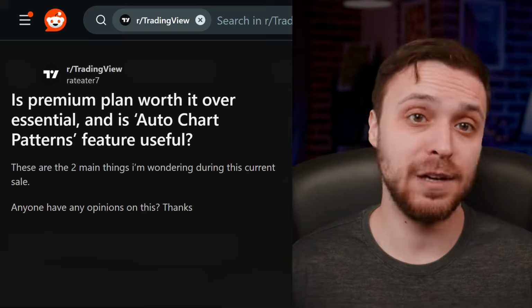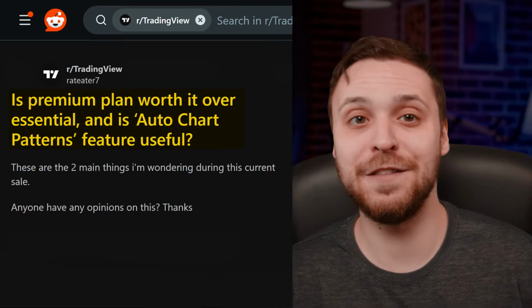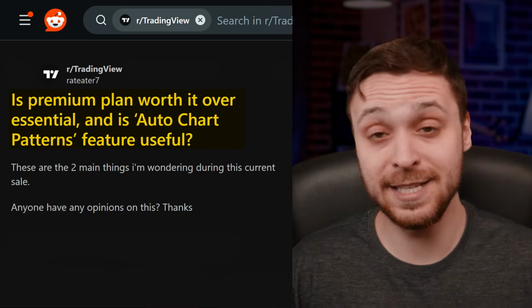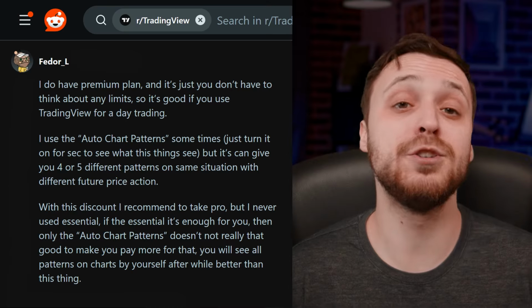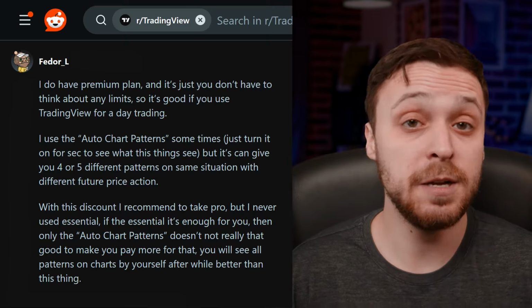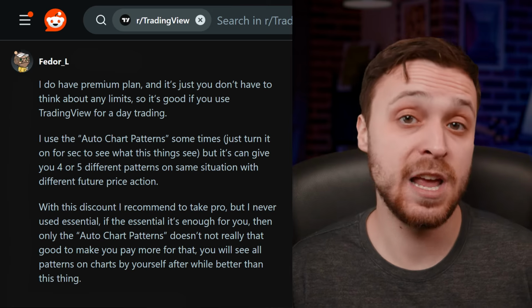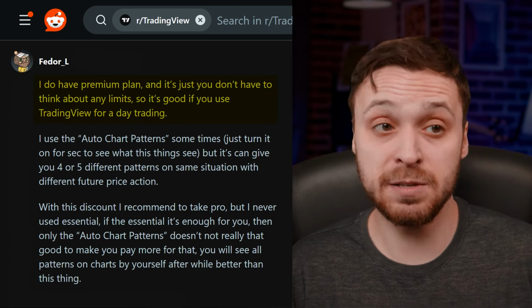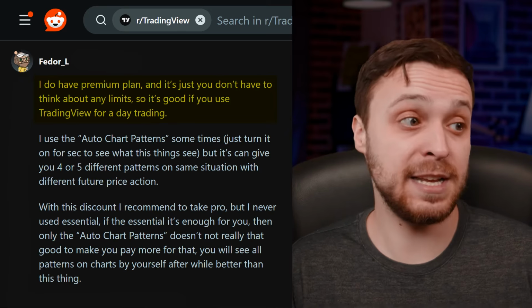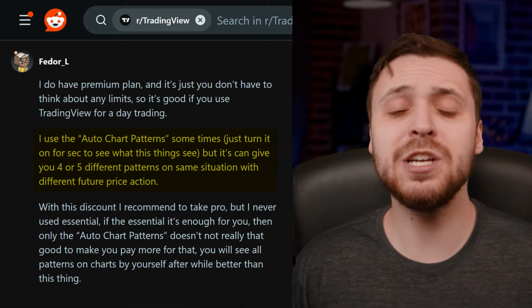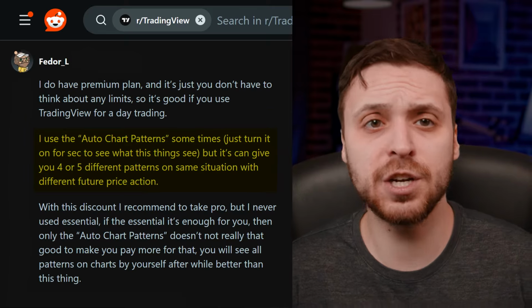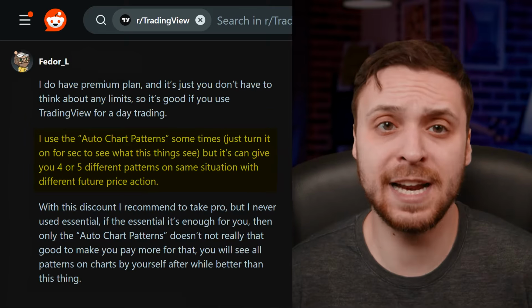The sentiment in trading communities backs this up. On a Reddit thread where traders debated if the TradingView Premium Plan was worth it over Essential, multiple users confirmed the value that they got from it. One user who has the TradingView Premium subscription chimed in on this conversation, and they were saying that he has it so he doesn't have to think about any limits, right? Or he doesn't have to worry about not having enough alerts, which is crucial for day trading. He mentioned he uses the Auto Chart Patterns feature sometimes, just turns it on for a second to see what it identifies.